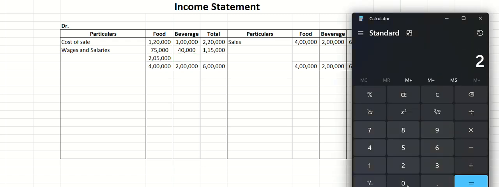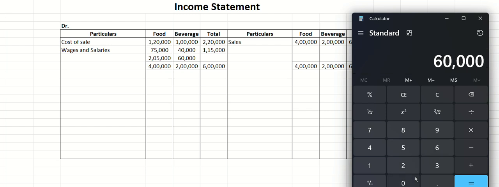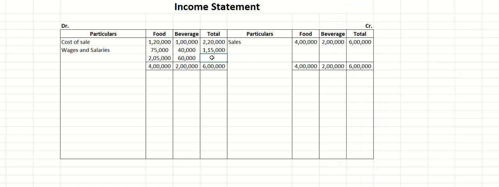Similarly, the next part, the total we have written is 2 lakh, but the total here is not 2 lakh. What is the difference? We have only 1 lakh 40,000. 60,000 is the difference. So if you write 60,000 here, the total will be equal to 2 lakh rupees. The same procedure goes here. The total has 6 lakh, but here we only have 3 lakh 35,000. So we can do the calculation 6 lakh minus 3 lakh 35,000. The answer is 2 lakh 65,000.